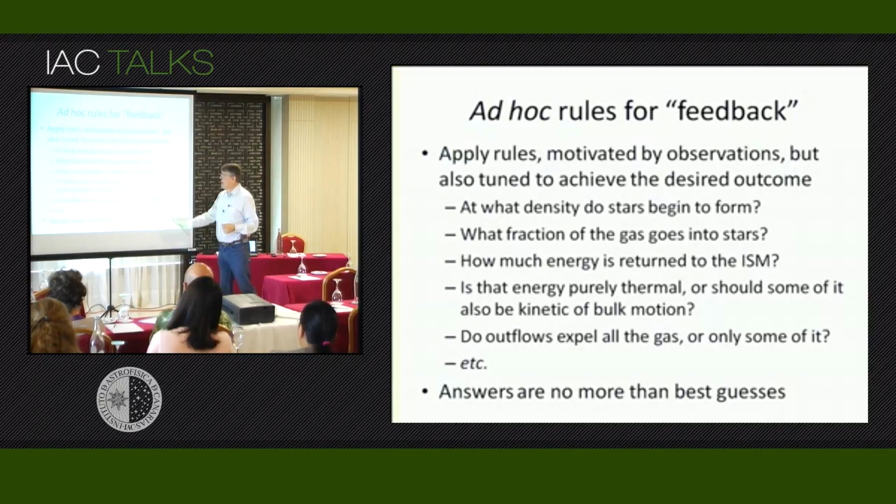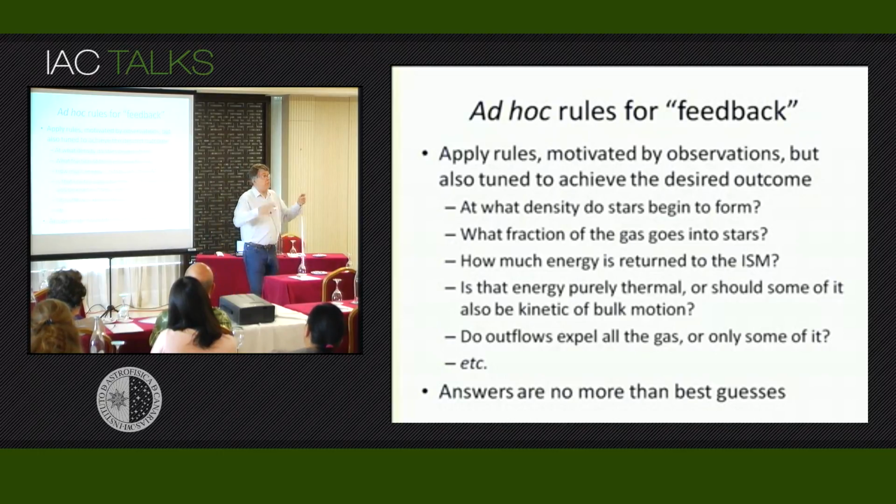So we don't know, for example, at what density you should begin to start forming stars, or what fraction of the gas in a particular region, a cloud, goes into the stars. I mean, we have some empirical data that might tell us that, but it's typically around 10% or something like that, but you don't know for sure. And then you don't know how much energy to return to the interstellar medium from the winds and supernovae from those stars that you've just formed.